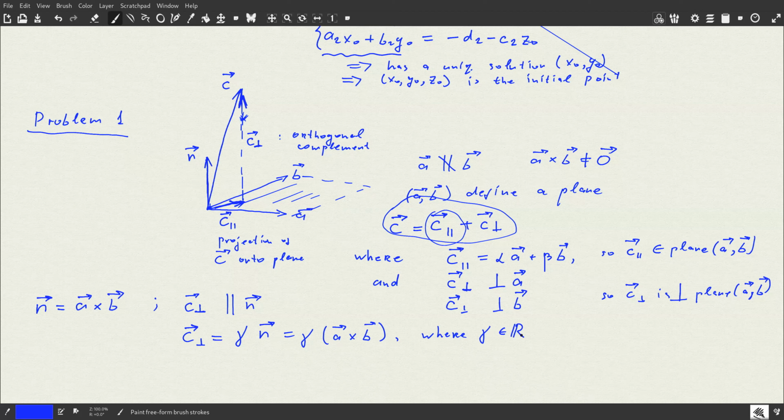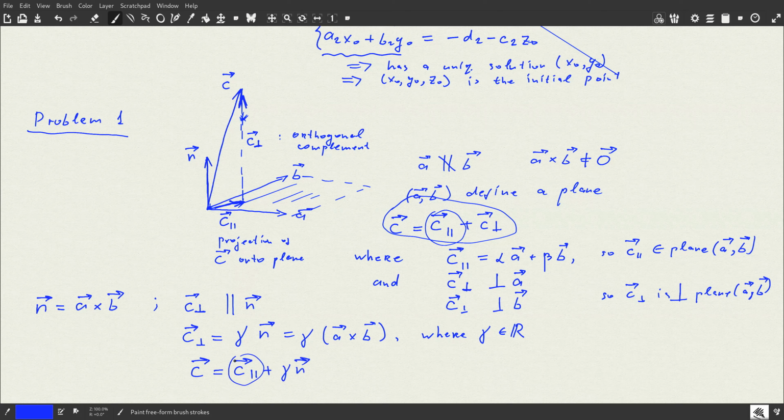How would we determine this gamma? Let us go back to our original equation. So we say C, the original C, equals our C in plane plus C orthogonal. And this C orthogonal is gamma n. And this is C in plane, which is not yet known.